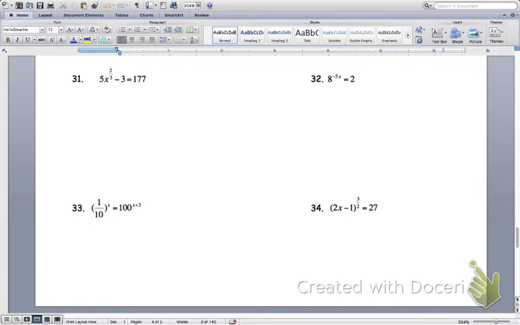So if we look at number 31, we have to first identify what is being taken to the power, and then we have to get rid of everything else. So only the x is being taken to the third power. That means the -3 and the 5 have to move. So we'll start just like we would a regular equation by doing addition/subtraction.